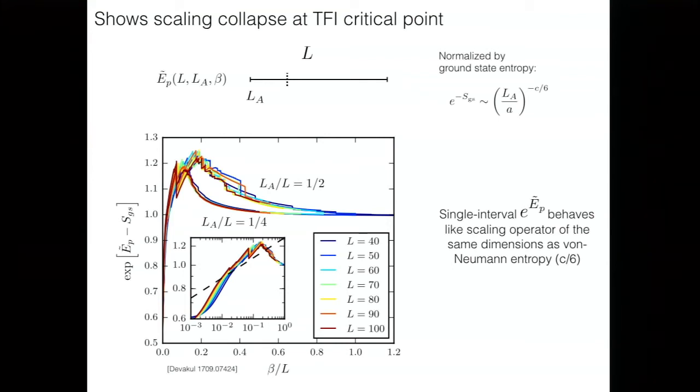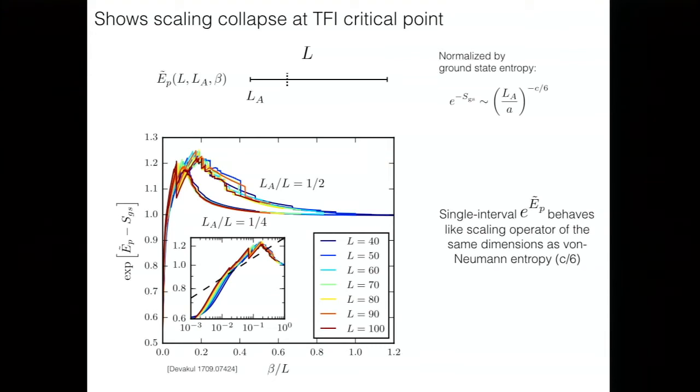What I'm going to do is take transverse field Ising model on a chain of length L, where L is going to go up to 100. And then I'll measure this sort of guess for the entanglement of purification for a cut at segment of width LA as a function of the temperature, inverse temperature beta. Okay. So what I'm going to plot here is the exponential of the entanglement, and then I'm going to normalize it by the entanglement entropy at 0 temperature. Then I plot that as a function of beta over L, because I like to see if I can get a scaling collapse.